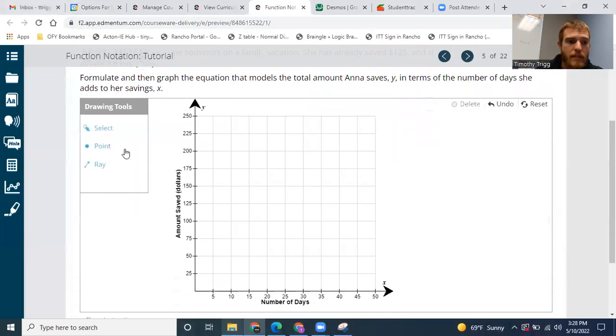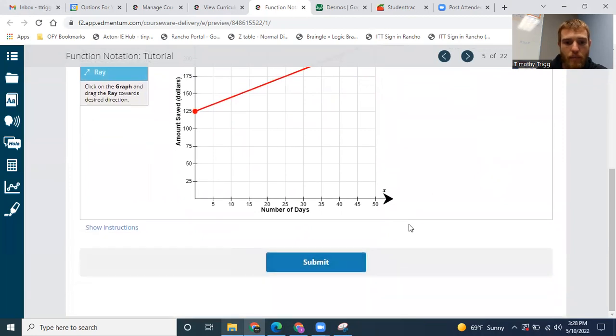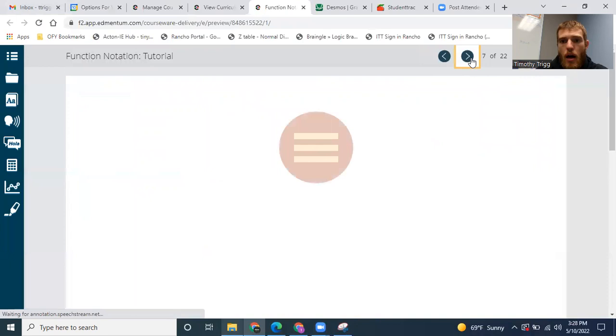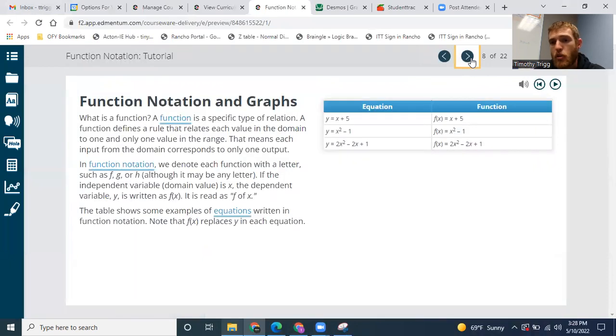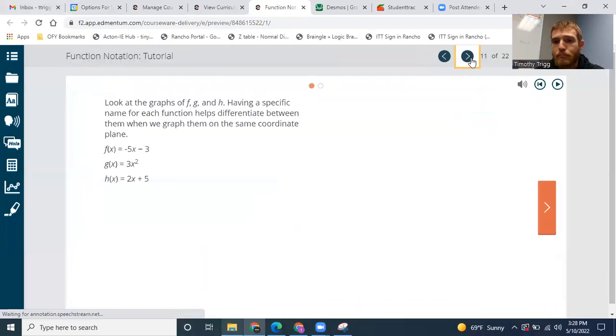So now when you graph this thing, we want to do a point right here, and then another point at 50 comma 225. And you could select this ray, and let's go ahead and make the ray like that. That looks great. Oh yeah, correct. Now go ahead and skip ahead. You could read this stuff if you like, but let's just skip ahead to where it stops us.